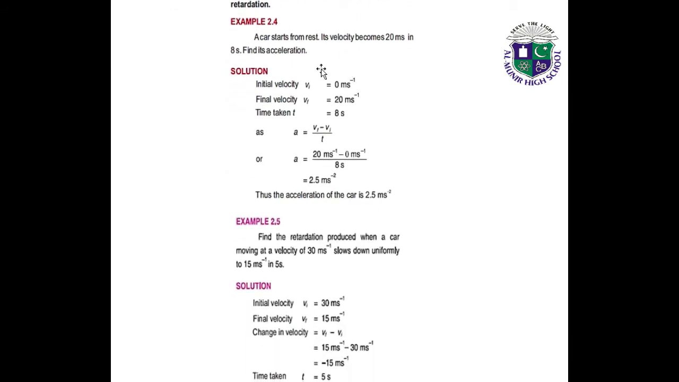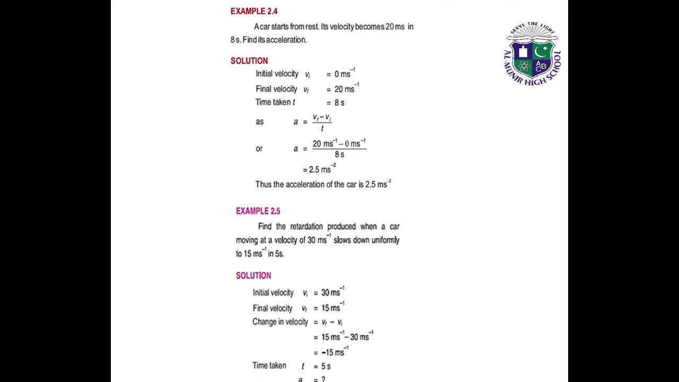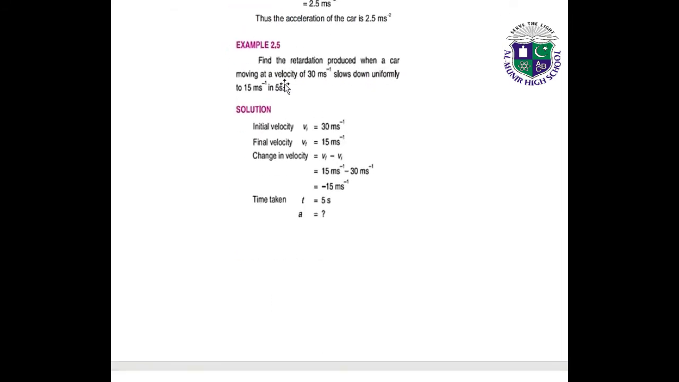Example number 2.4. A car starts from rest, its velocity becomes 20 meter per second. So initial velocity will be 0, final velocity will be 20 meter per second. Time taken is also given, which is 8 seconds. By putting all these values in the formula of the acceleration, we will get the answer, which will be 2.5 meter per second square.